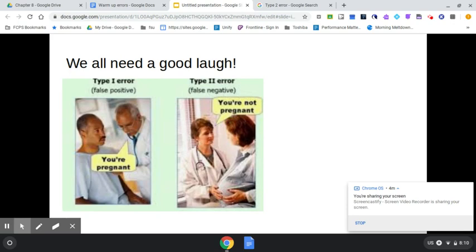And then the type 2 error is the false negative. Okay, so a little bit of humor to lighten our Tuesday.